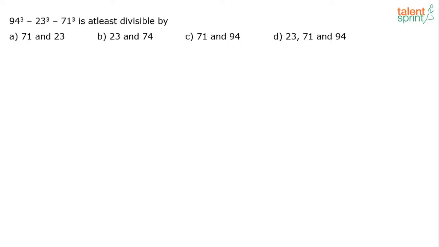This is interesting. I'll leave you with this question for about 1 to 2 minutes to see how many of you are able to crack it. Your clock starts ticking now. 94 cube minus 23 cube minus 71 cube is at least divisible by 71 and 23, 23 and 74, 71 and 94, 23, 71 or 94. Try it out. 2 minutes. Let's see how many of you get the right answer.